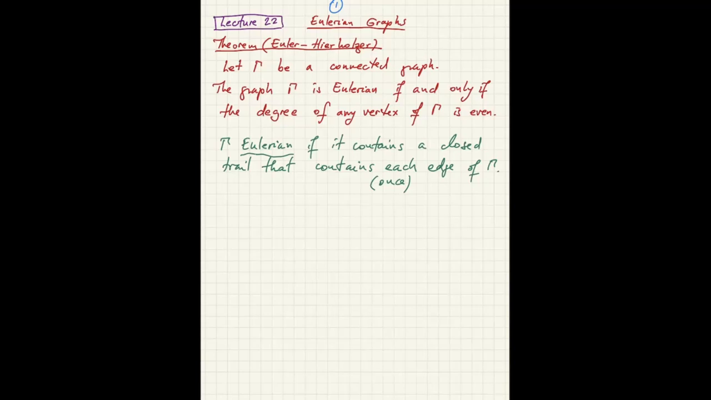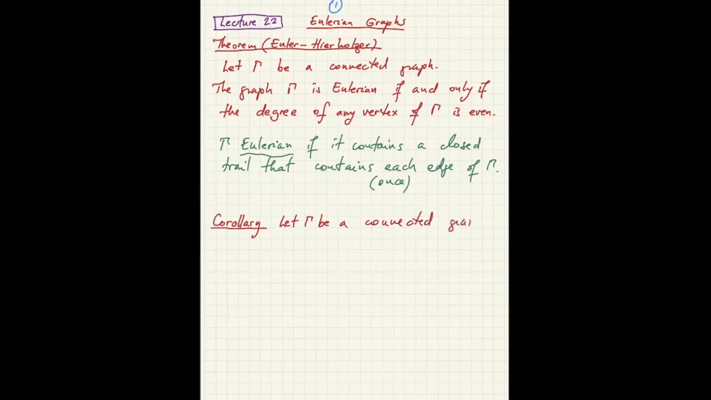Now, what if we have a situation in which maybe we want to start at a vertex, go through every edge exactly once and end up at a different vertex. So let's state this as a corollary. We can figure out the situation from the Euler-Hierholzer theorem. So let's be in the same scenario as before. Let gamma be a connected graph, and let X, different from Y, be two vertices of gamma.